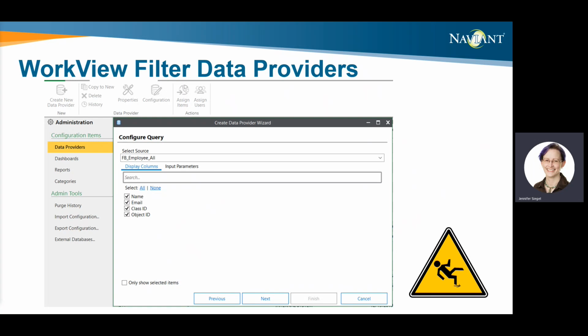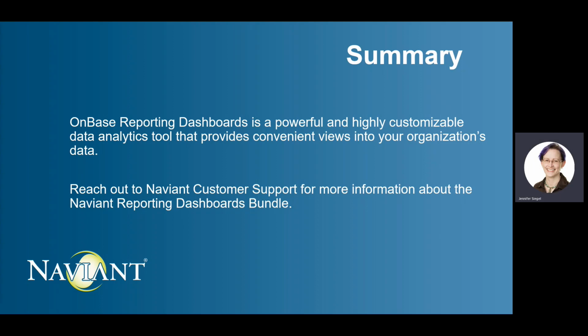Select the display options that you want to include from the filter. And then if you configured any user prompts on the filter, they will show up as input parameters here. You'll need to switch to that tab to select them as well. And then click next to configure the remaining data provider settings as usual, to set the default input parameters if needed and assign the user groups, etc.